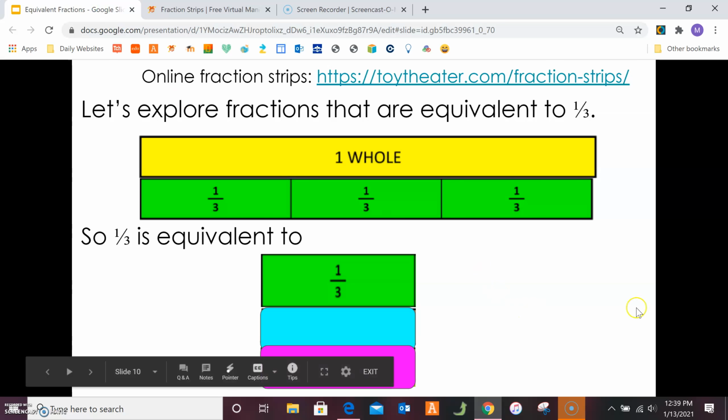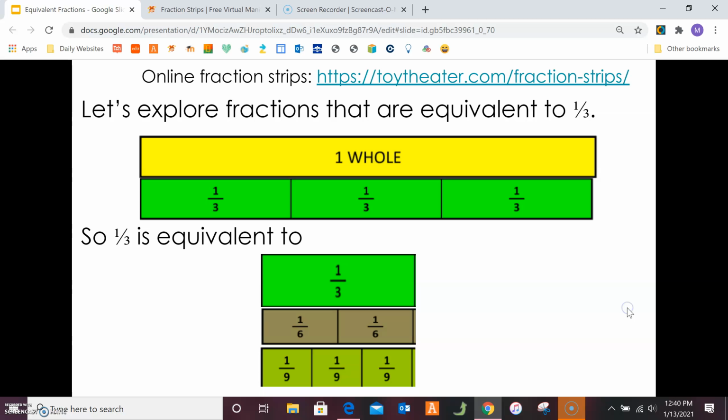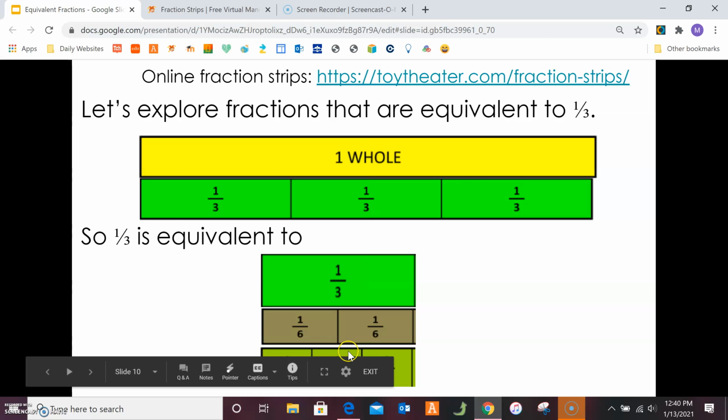So let's go back and take a look. We can say that 1/3 is equivalent to 2/6, or we could say 1/3 is equivalent to 3/9. We did not have ninths on our fractions online. So look at that, 1/9, 2/9, 3/9.